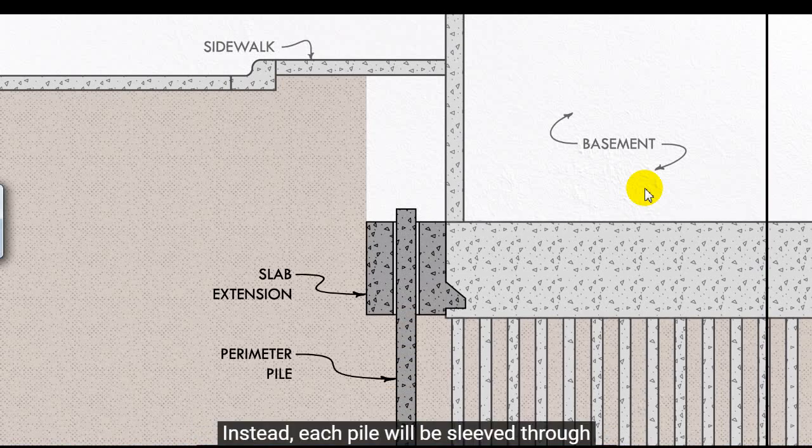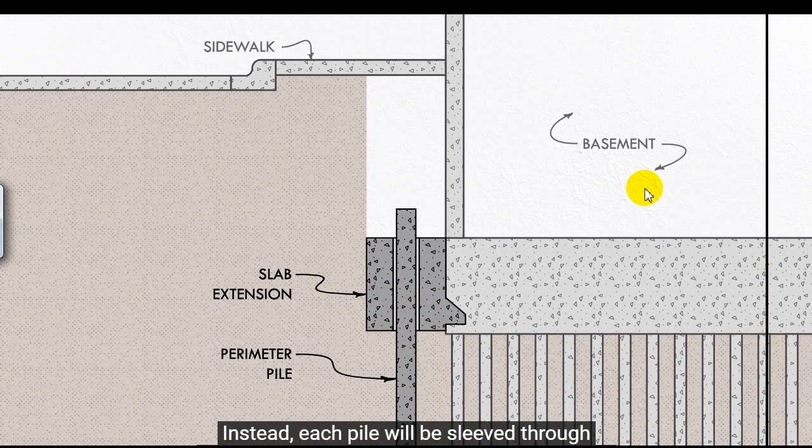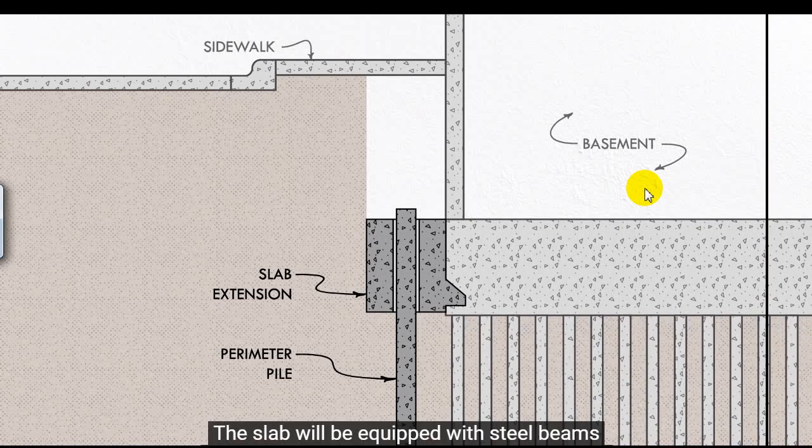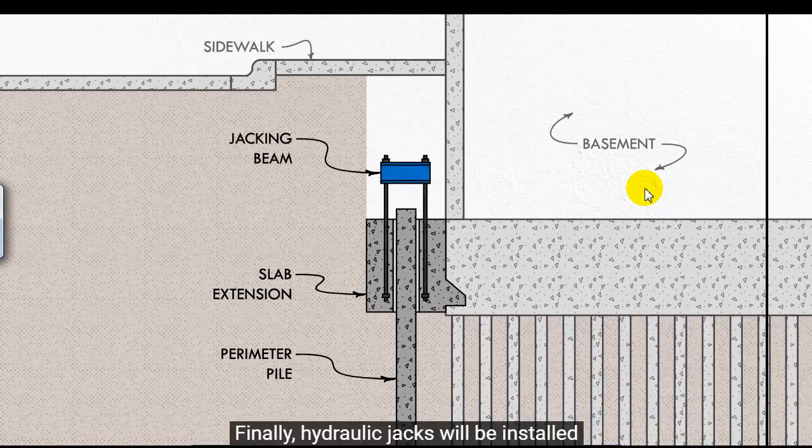Instead, each pile will be sleeved through and extended above the concrete slab so that the building can move independently. The slab will be equipped with steel beams centered above each pile and anchored deep within the concrete. Finally, hydraulic jacks will be installed between each of the 52 piles and beams.